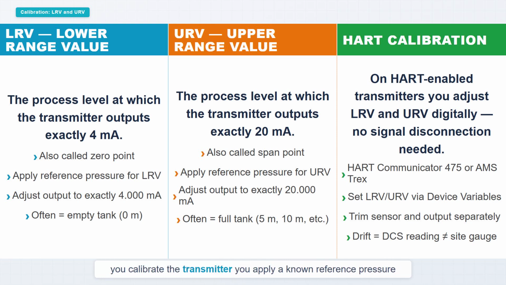When you calibrate the transmitter, you apply a known reference pressure corresponding to the LRV and zero the output, then apply the pressure for URV and adjust the span. If the transmitter drifts over time, the DCS will show a level that does not match the sight gauge, a clear sign that recalibration is needed. On HART-enabled transmitters, you can adjust the LRV and URV digitally using a HART communicator without disconnecting the instrument.